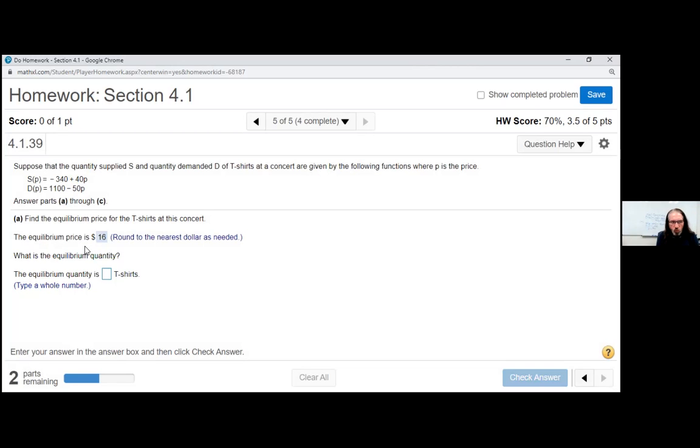The equilibrium quantity, plug that 16 into either of the original equations. Negative 340 plus 40 times 16, we get 300. And at the same time, if we plug it into the second, 1100 minus 50 times 16 is also giving me 300.